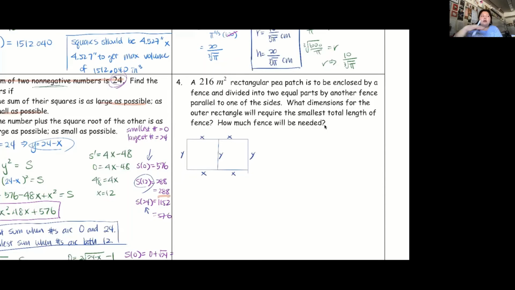Because this is the piece where it gets cut into your fencing, right? However, it says this whole thing is 216 square meters. So the whole thing is 216, right? So how do I deal with that? I need to figure out that, oh, that 216 is this base times this height to get that area. So that's a key point in this problem. You know that 2x times y equals 216.